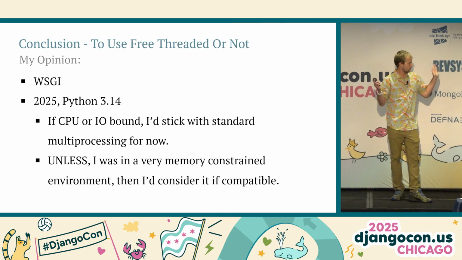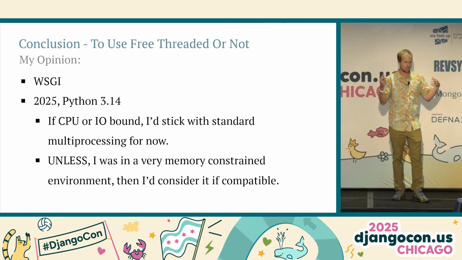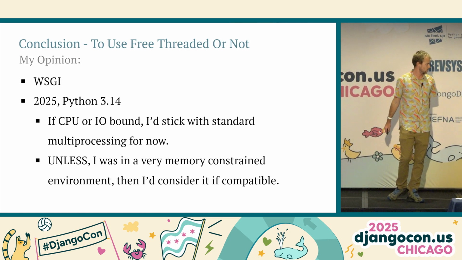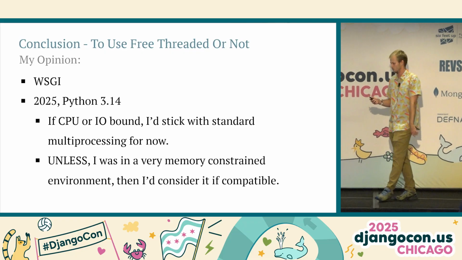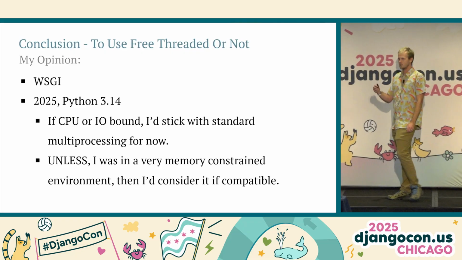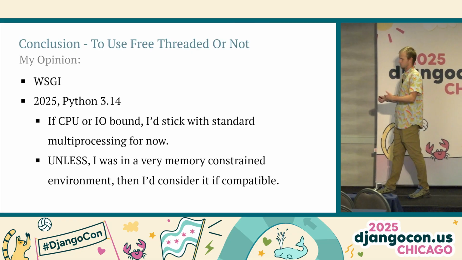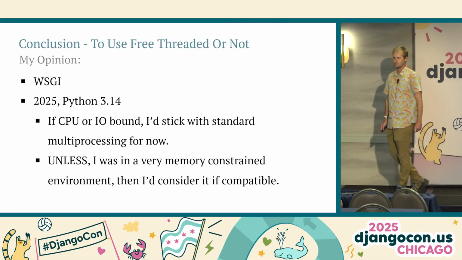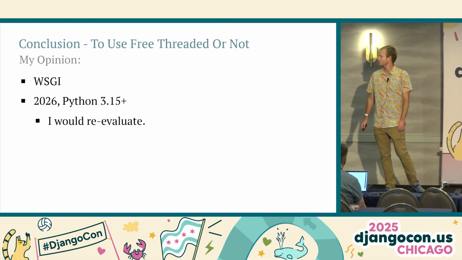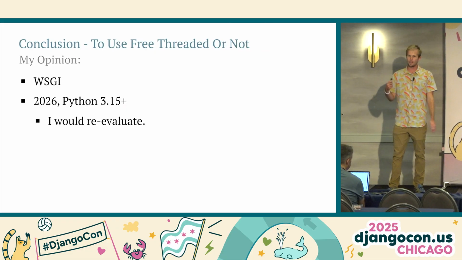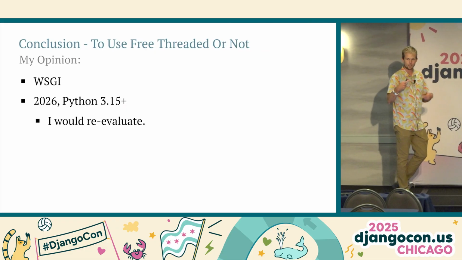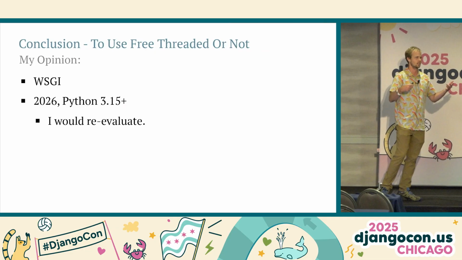But last but not least, my opinion, 2025, Python 3.14, if you're synchronous Django, I'd just stick with multiprocessing for now unless I was in a super memory constrained environment. I don't want to be an early adopter on the bugs personally, and that's maybe just me being selfish. But I would reevaluate next year. They're making this faster, and everything's getting better.